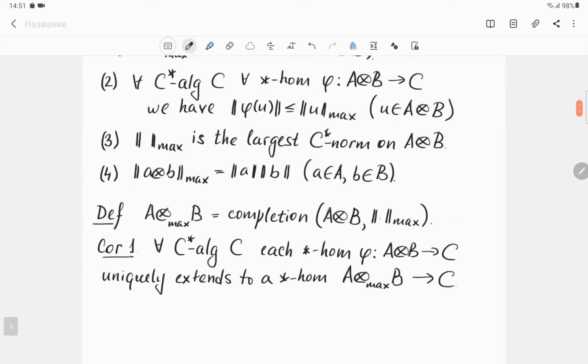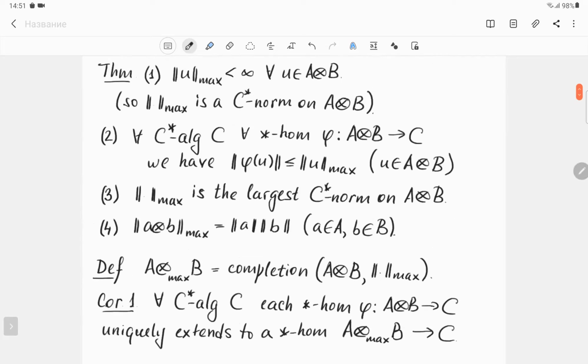This is immediate from part 2 of our theorem, because part 2 implies that phi is automatically bounded with respect to the maximal C-star norm. So we can simply extend it by continuity to the completion, that is to the maximal tensor product of A and B.